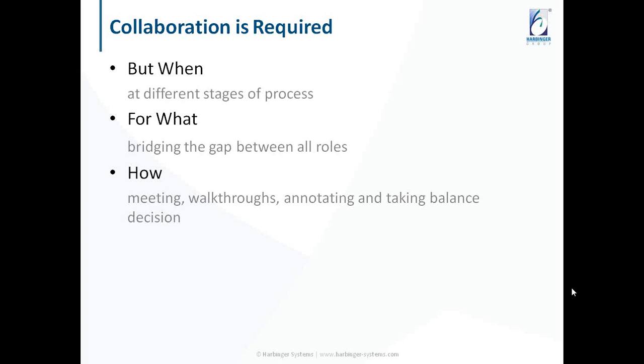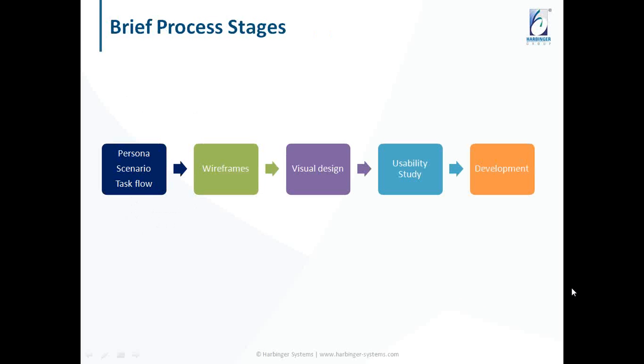To explain this collaboration and when, what and how, I would like to show you the process stages. Here the conceptualization starts with creating persona, scenario and task flow, which is a primary duty of the visual user experience designer, and the stakeholder is also involved in validating those persona, scenario and task flow. So this is the first stage. I will explain the main role involved in each stage, and next how we can add a few more roles and have collaboration at different stages.